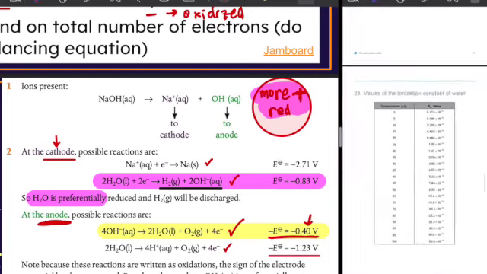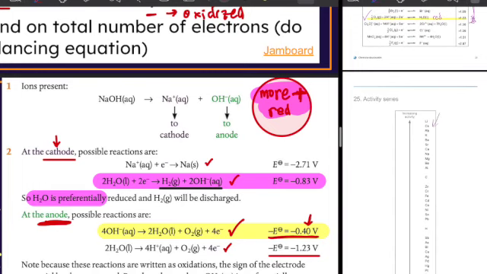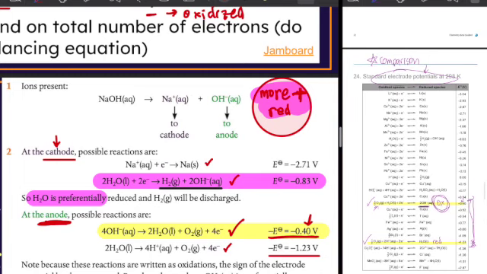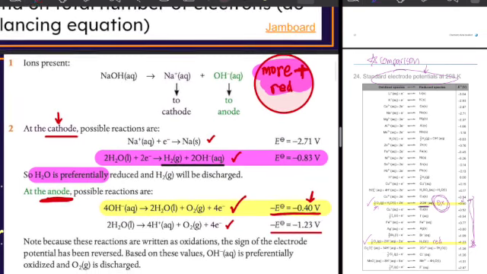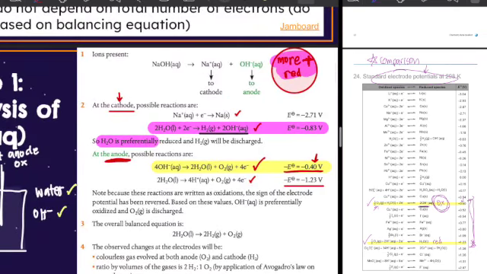It's not that different than using the activity series to figure out who gets oxidized or who gets reduced. If you're higher, you're more likely to get oxidized. It's just a more specific, more accurate way to figure out who's going to get oxidized, who's going to get reduced. All right, so I have the two reactions that are winners, and they've balanced out their equation here, so they've taken all of these reactants, all of these products, given us this overall reaction.